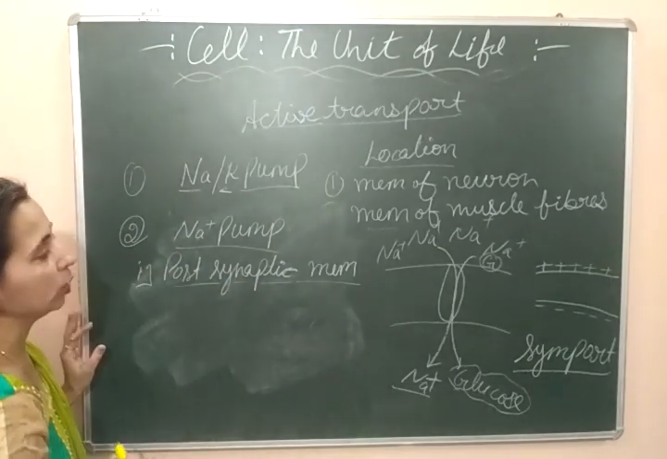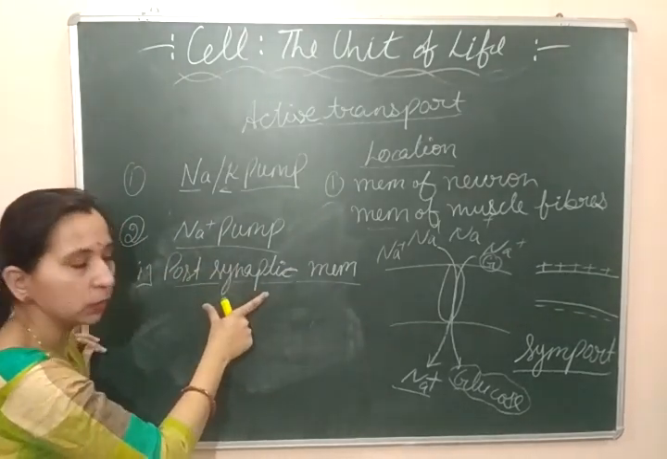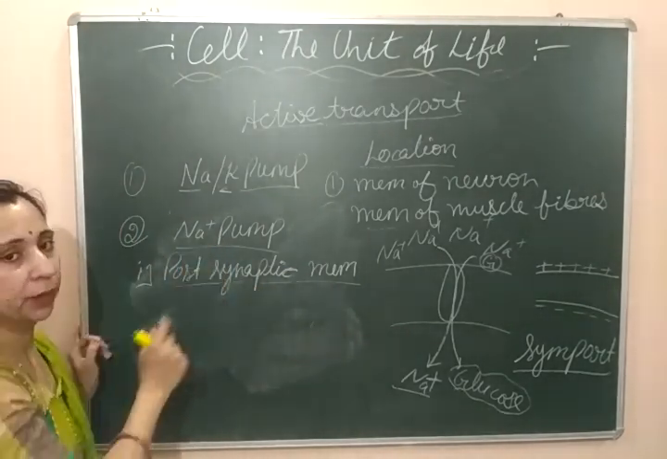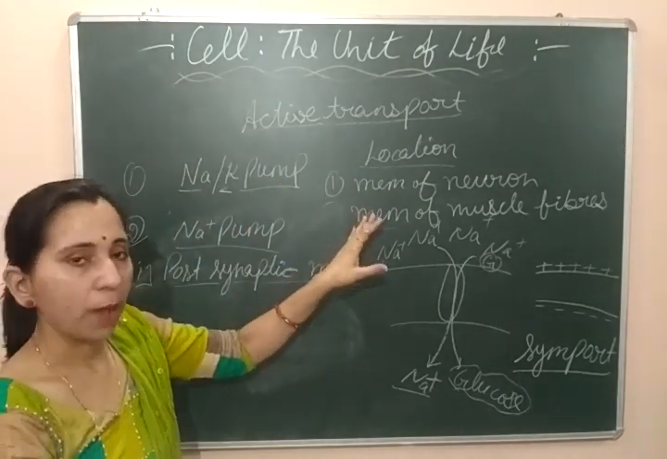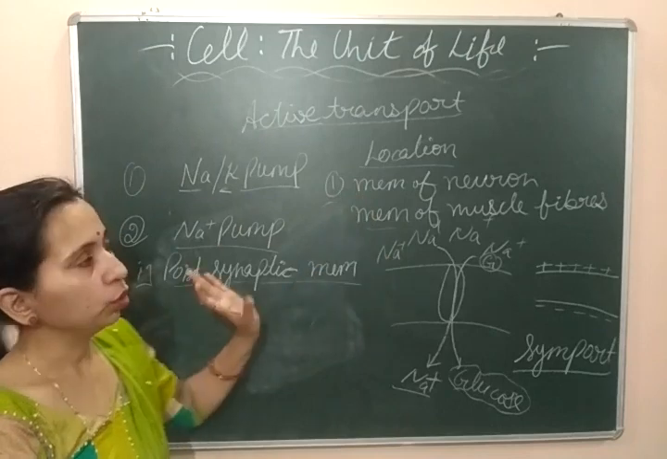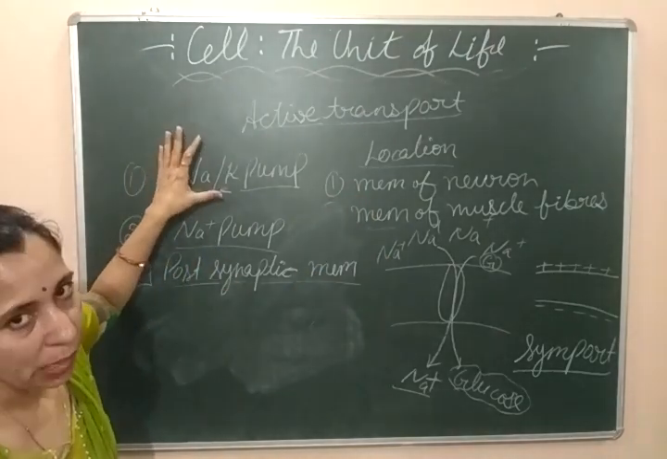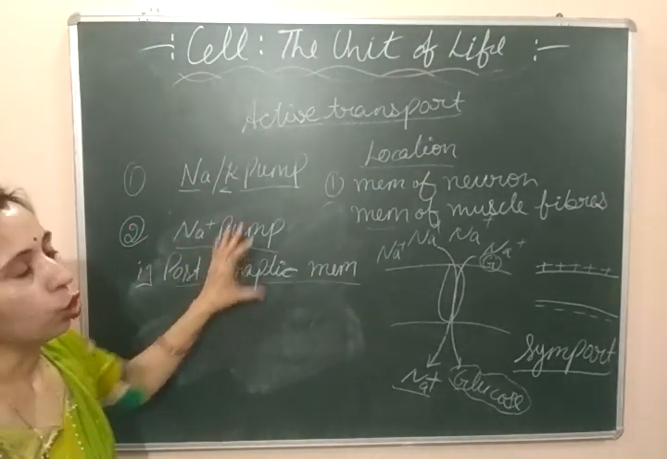These sodium pumps are present at the postsynaptic membrane, and they are also found in the membrane of neurons and in the membranes of muscle fiber. So where sodium potassium pumps are present, sodium pumps are also present.